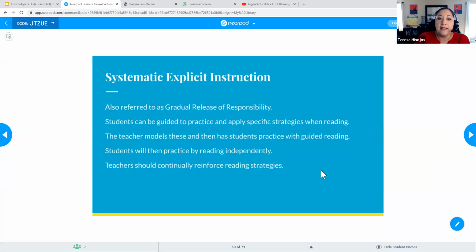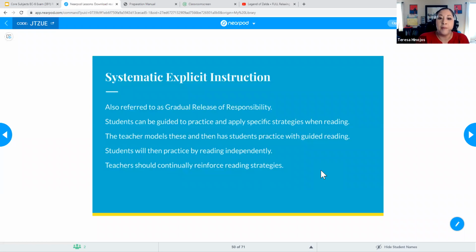So as I mentioned, systematic explicit instruction is also referred to as a gradual release of responsibility. We've already talked about that in our class, but for those of you that aren't in cohort 42, we didn't talk about it as much. With the gradual release of responsibility, there's the I do, the we do, and the you do. And that is super important when it comes to the science of teaching reading, and this ELAR instruction here.